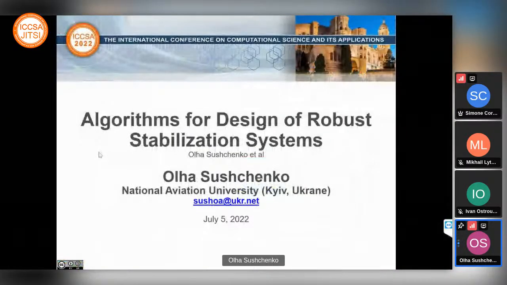My name is Olga Sushenko. I am from the National Aviation University located in Kiev, Ukraine. I am a representative of the Aerospace Control Systems Department, a department where we deal with design and control systems for aircraft and stabilization systems for aviation equipment. A very important trend of design of control and stabilization systems is the development of algorithms of robust control and stabilization systems.